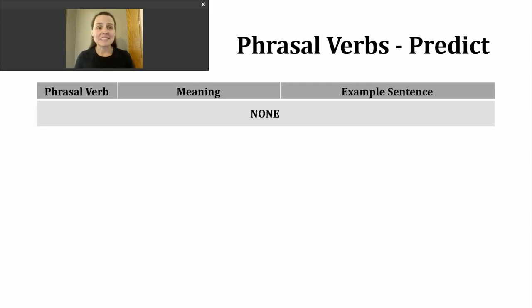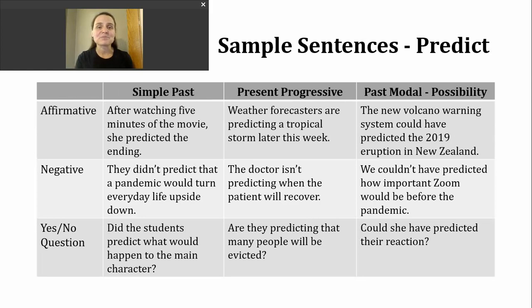You might be relieved to know that we really don't use predict with other prepositions. So there are no phrasal verbs to discuss today. We're going to move on to looking at how to use predict in the simple past, present progressive, and something that might be a little new for you today, but we're going to talk about a past modal of possibility.